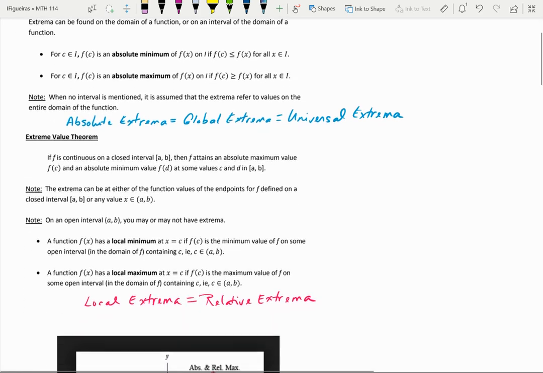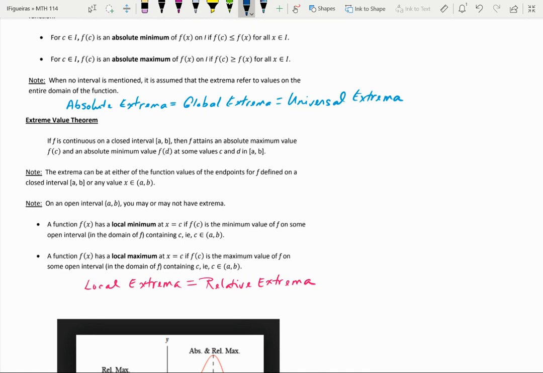Right here, I'm stating that if you have an open interval a, b, the extreme value theorem doesn't necessarily apply, so you might have no extrema. Here's an example where the extreme value theorem would apply, here I have a, and here I have b, and remember the function is continuous, which means you can't have any infinite discontinuities, no jumps, no removables. It has to be continuous all throughout.